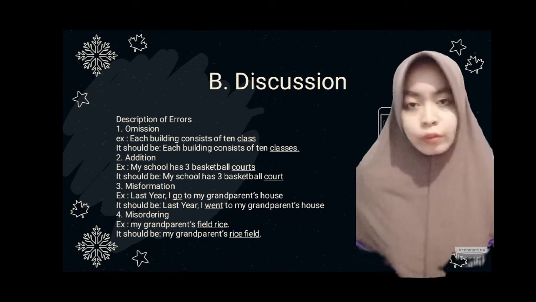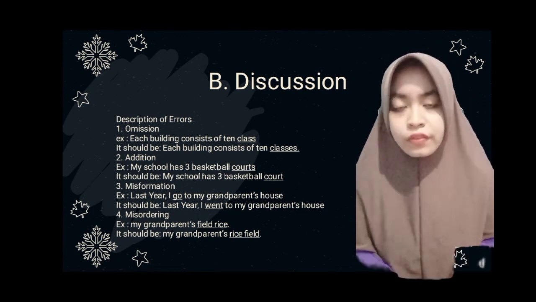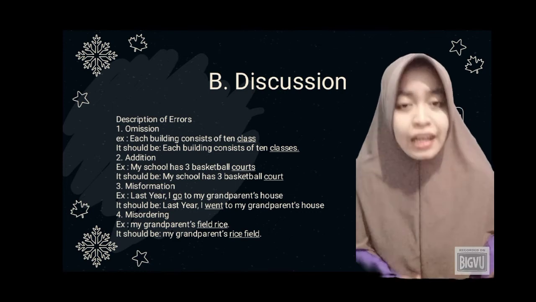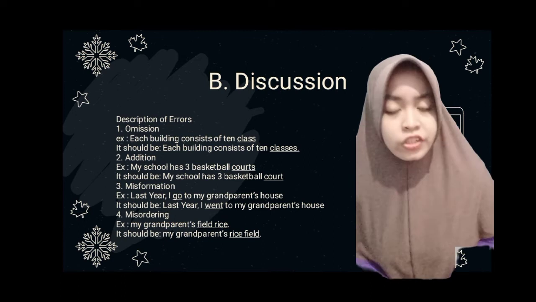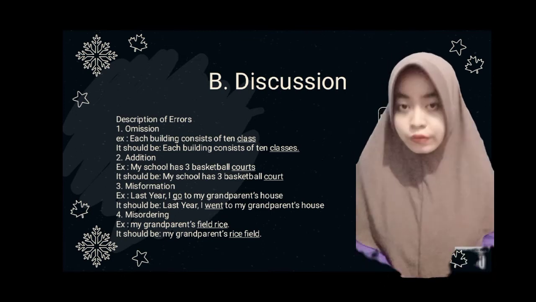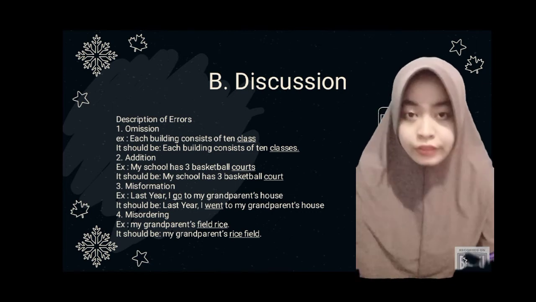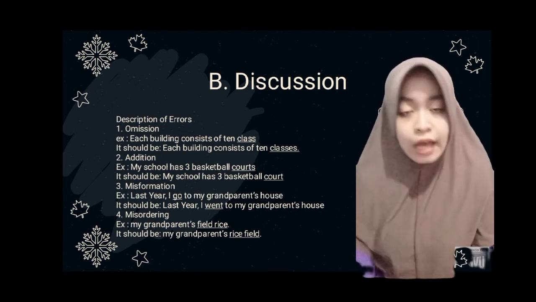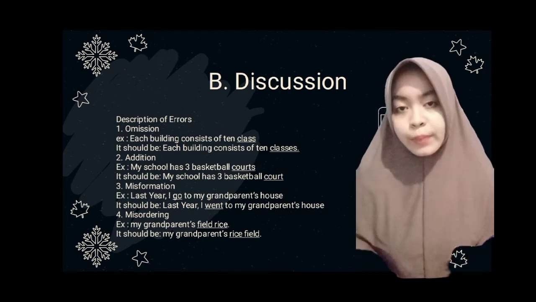And then the third one is misformation. Misformation also took place in students' writing products. It came up as the highest, as well as omission frequency. From the explanation, the researcher found 13 errors of the students in writing text. For example, "last year, I go to my grandparents' house." It should be "last year, I went to my grandparents' house."